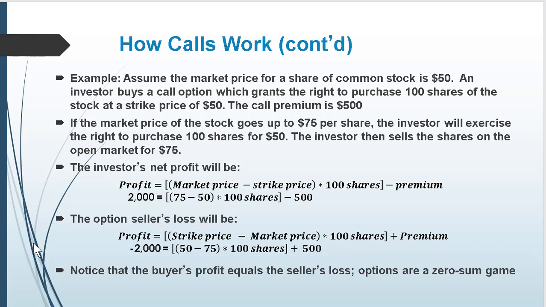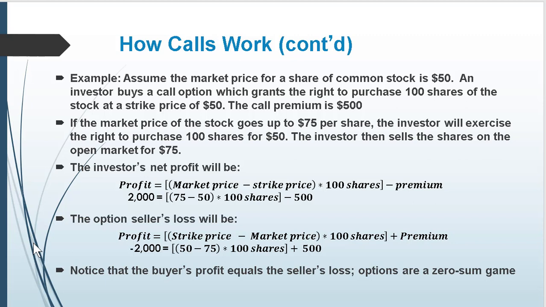Well, they made a gain on the sale of the asset, right? They purchased it for $50, but they sold it for $75. So they'll make $25 on each share of stock. Multiply that by 100, that's obviously $2,500. But they paid $500 for the investment. So their profit is $2,000.